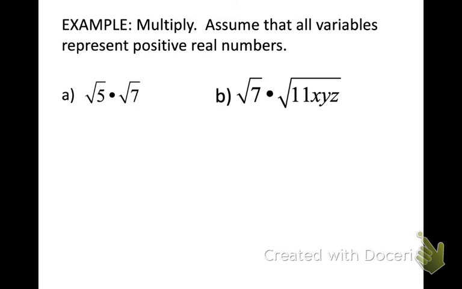So here we have the square root of 5 times the square root of 7. Since they're both square roots, we can make this the square root of 5 times 7, which would be the square root of 35.